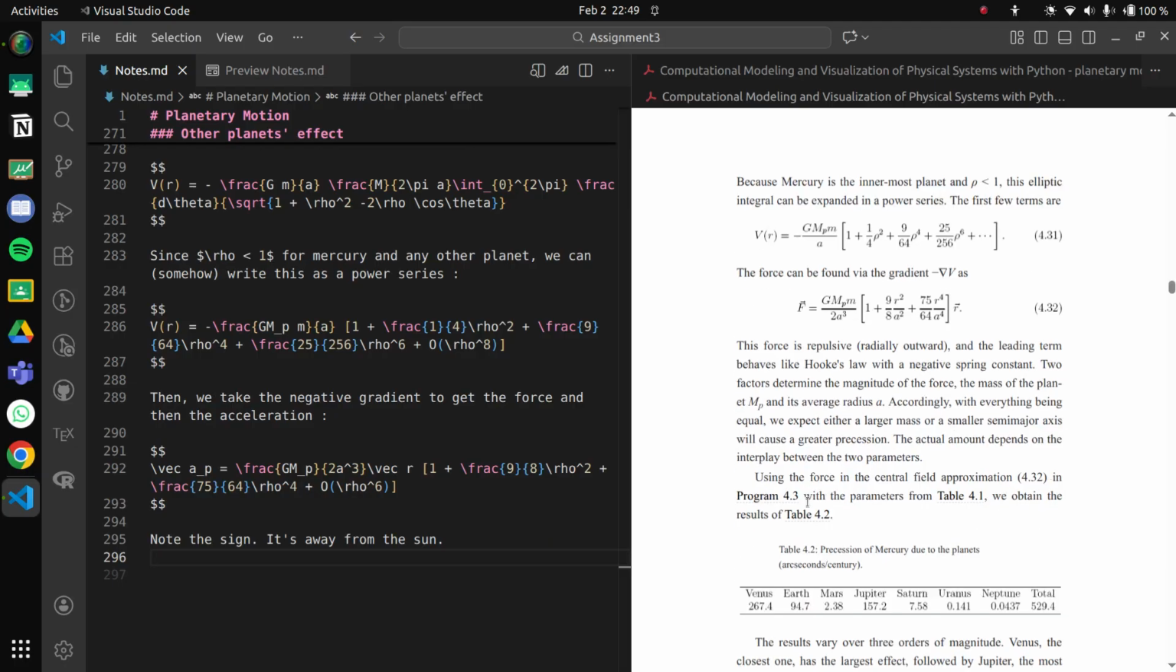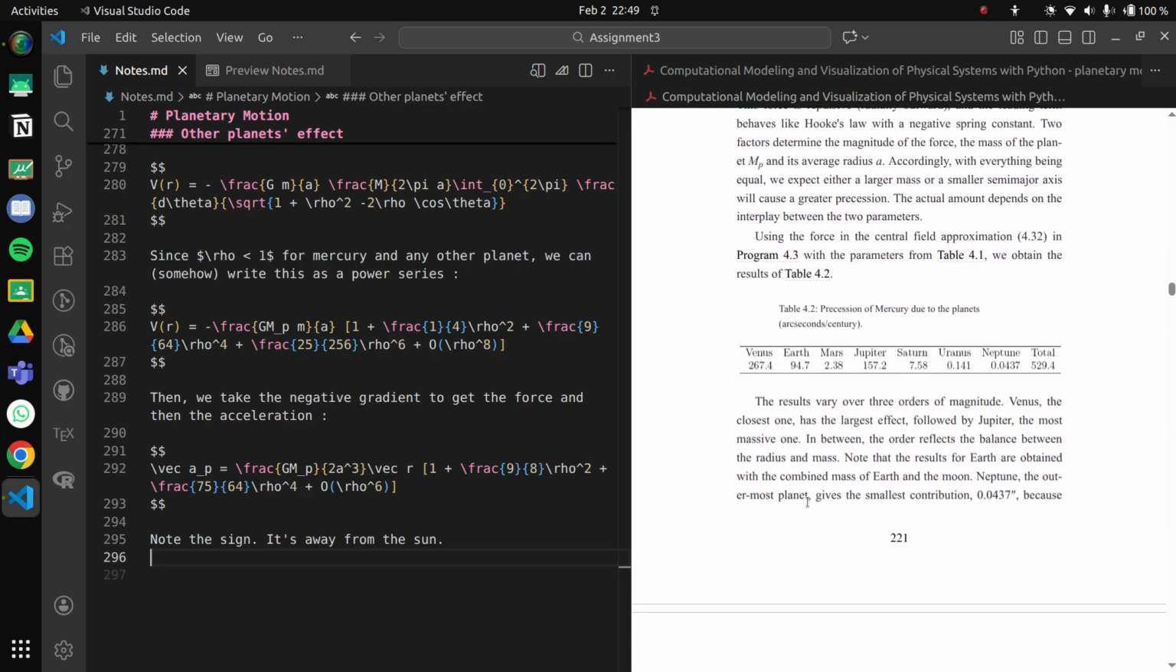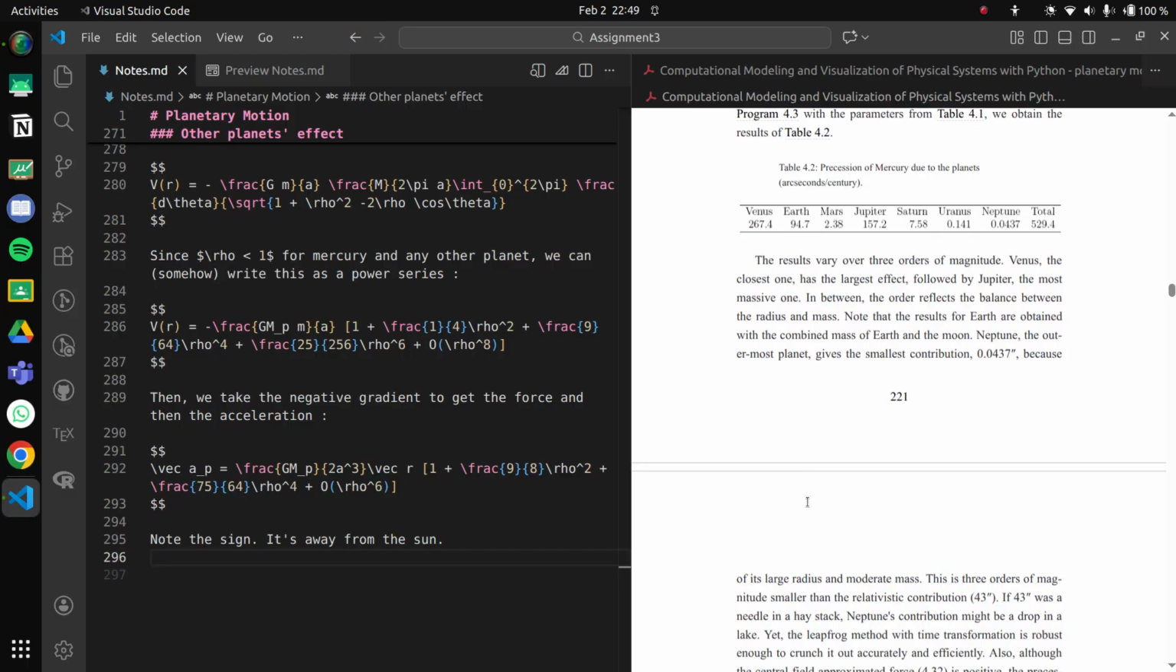The interplay between the two parameters using the force and the central field approximation. With the parameters, we obtain the results of table 4.2. I see. So, due to the other planets. In between, the order reflects the balance between the radius and the mass. Note that the results for Earth are obtained with combined mass of Earth and the moon. Neptune, the outermost planet, gives the smallest contribution because of its large radius and moderate mass.